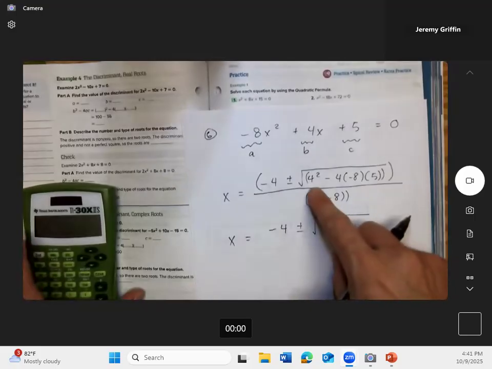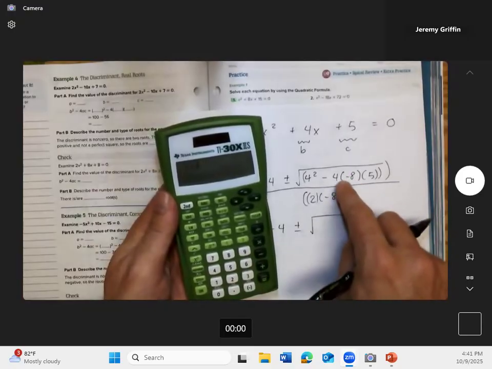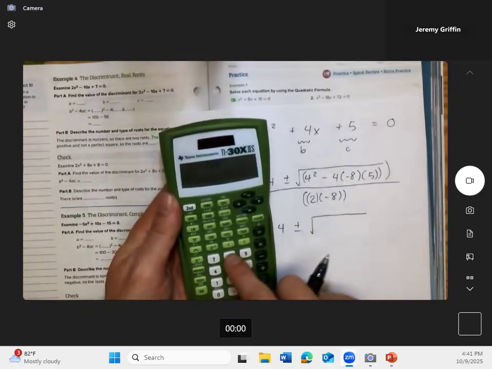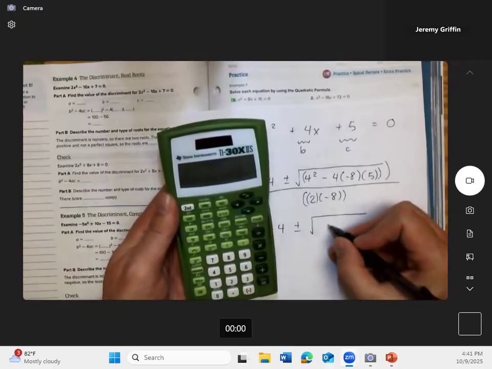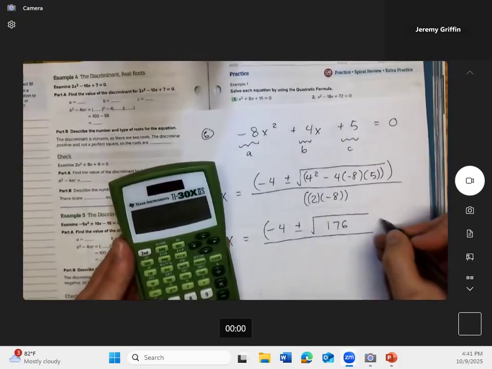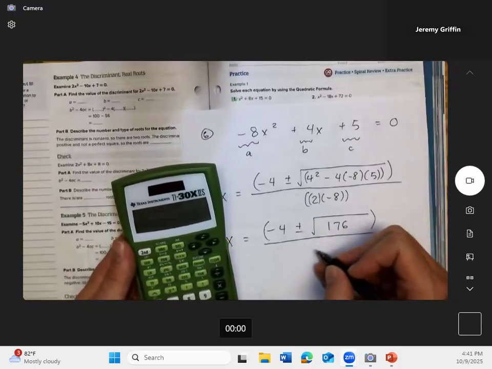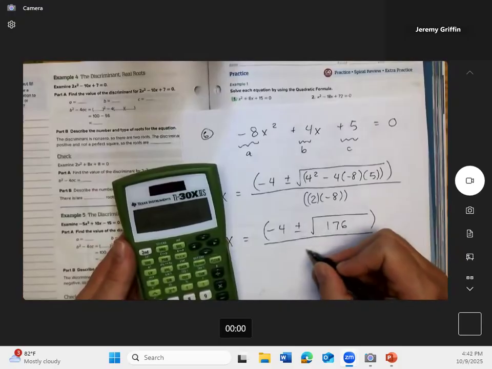No, this is fine. Okay, 4 squared is 16, and then the two negatives cancel. So plus 4 times 8 times 5. Okay, 176. Right. I think this one was different because it does come out irrational. So there will be a square root if you want an exact answer.